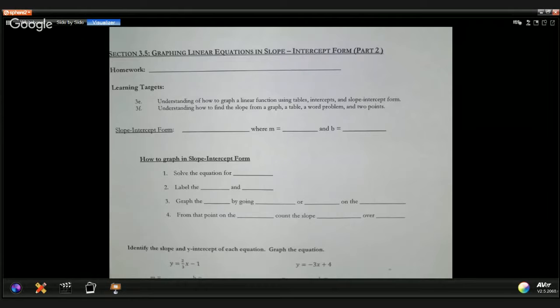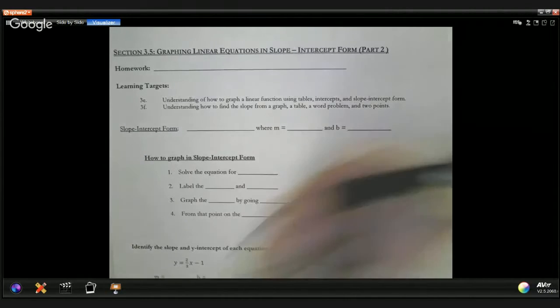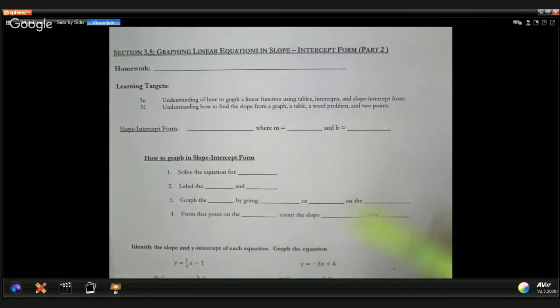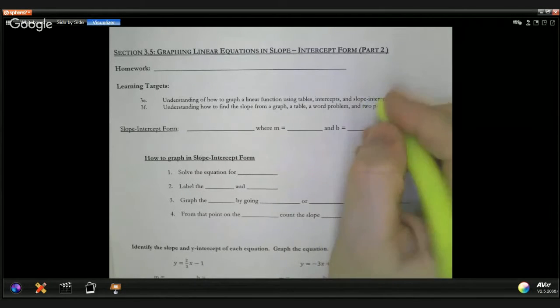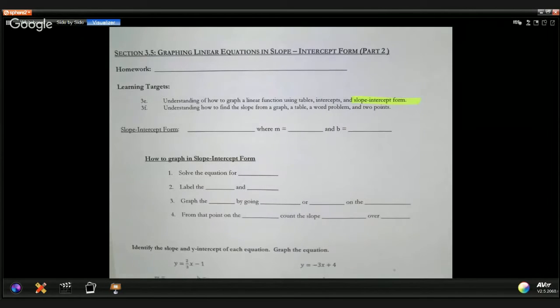All right, so what we're talking about today is section 3.5, graphing linear equations when you have slope-intercept form. This is part 2. Last section, we went ahead and talked about the slope. And so now what we're going to be doing is focusing on graphing slope-intercept form. Okay, that's the focus of today's lesson.